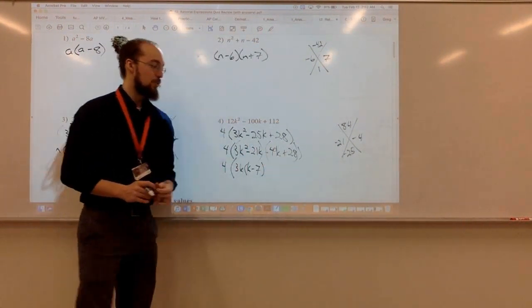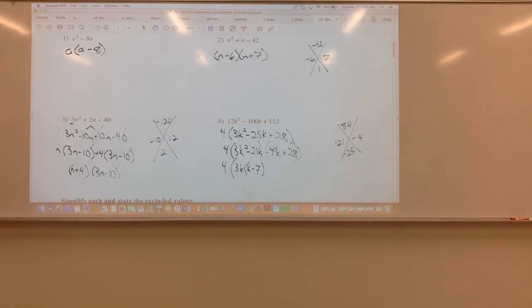Then how about between these two, negative 4k plus 28? What should I take out of both of those?